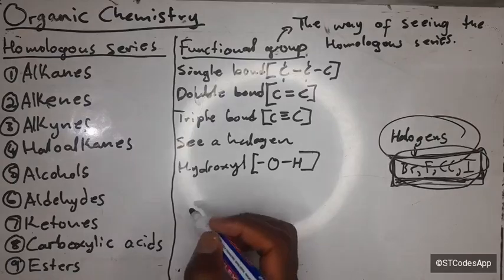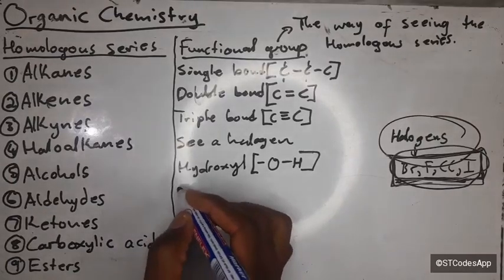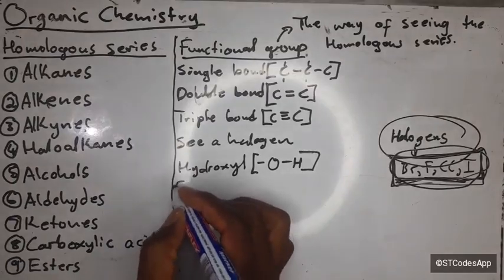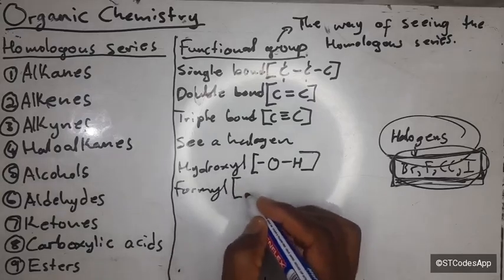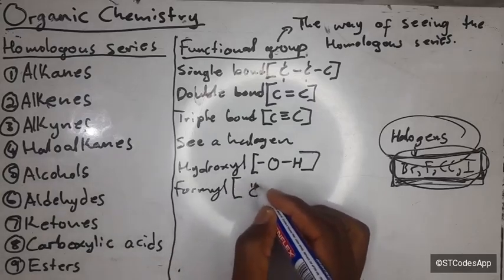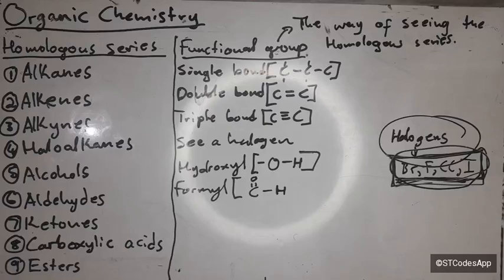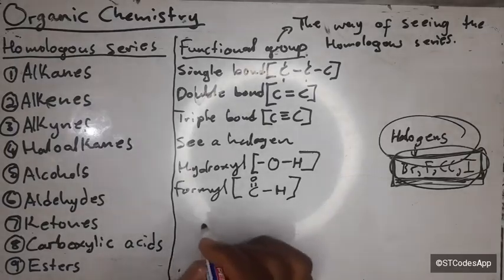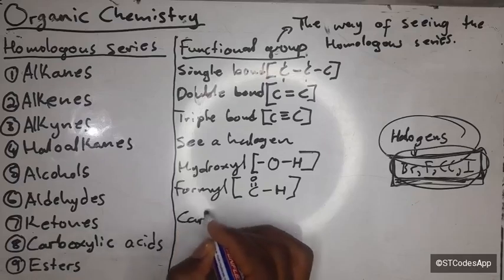Moving on, we have aldehydes. Aldehydes are formyl. That's the functional group, and that's how we see it. It's something like this: C, double bond O, then H. This is an aldehyde, and it's how we see it. Ketones, it's carbonyl.